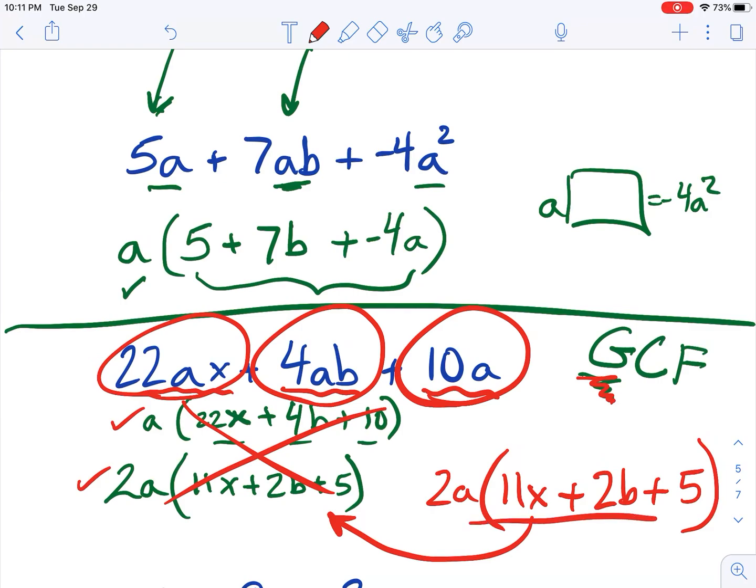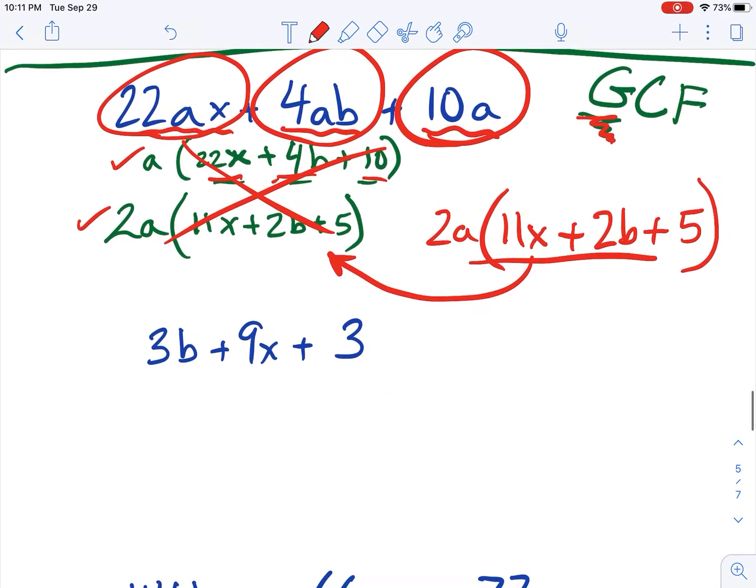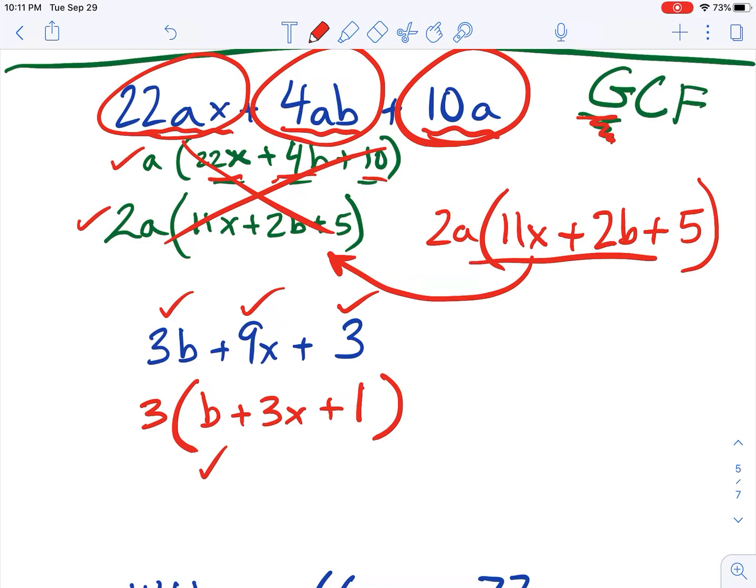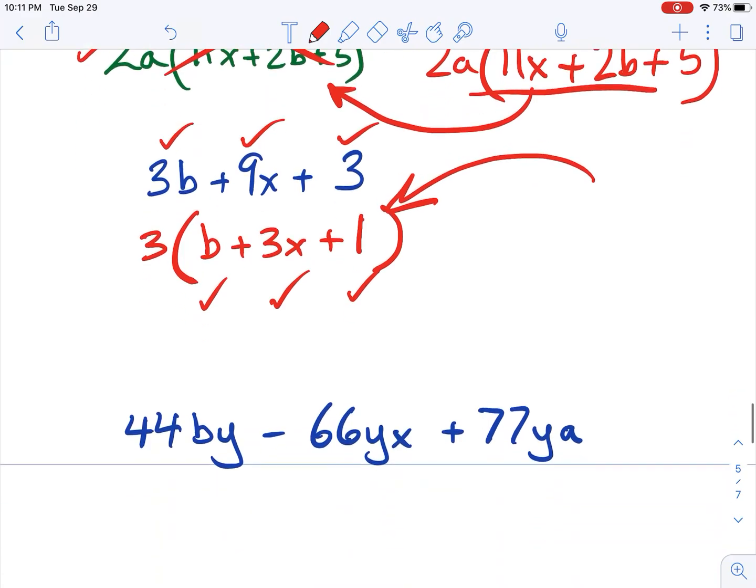Before you circle your answer as a final, just make sure that there are no more common factors in any of your terms inside the parentheses. So what would be my common factor here? 3, and I distribute the 3 to a, the first term is b, 3x, and a 1. If you have 3 houses, 1, 2, 3, you should have 3 houses down here. People often forget this 1. Be careful. Don't forget it.